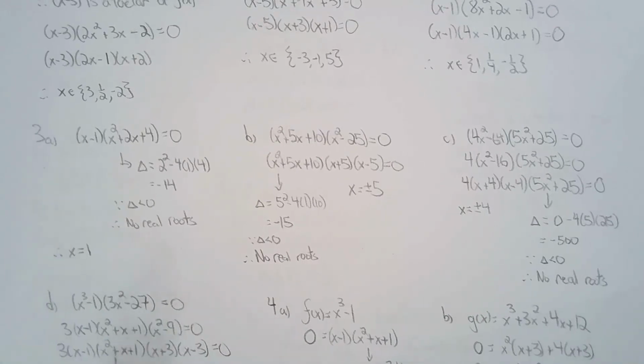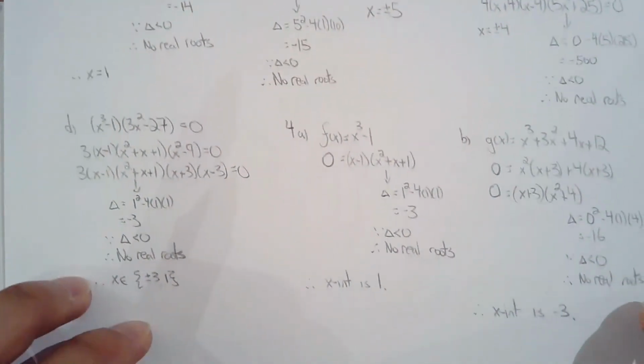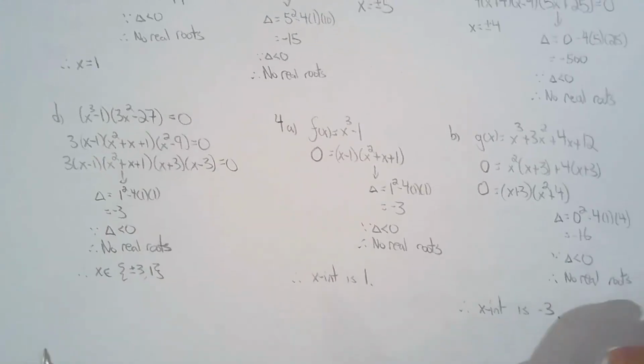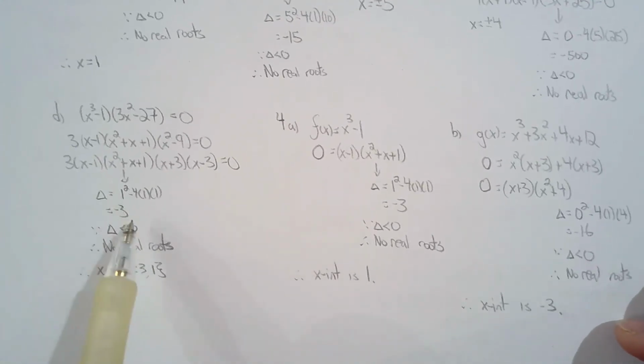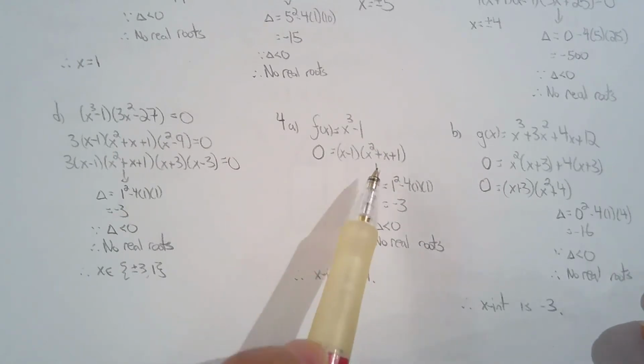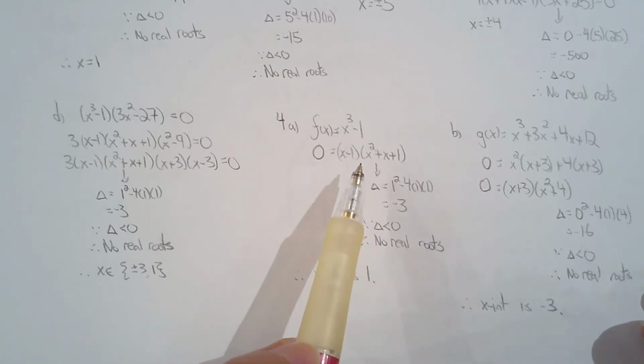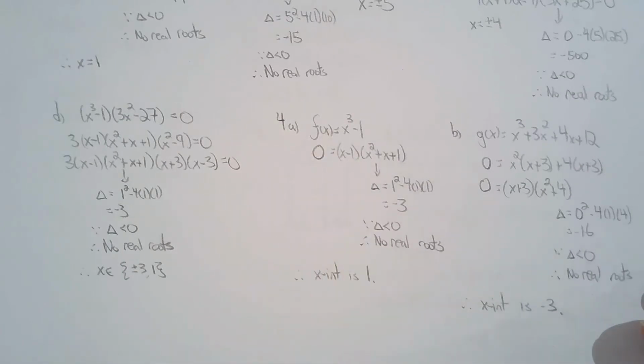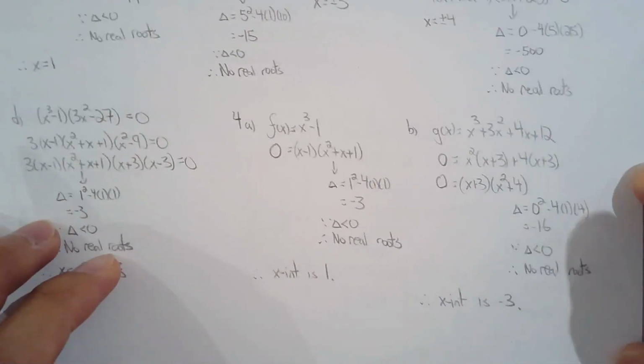All right, for 3D. Now this quadratic factor, yep, still no real roots, so I get 3 real roots. For 4, it's asking us for the x-intercept, so I have to solve for the real roots of this equation, and then that will give me the x-intercepts. All right, so that's 4.